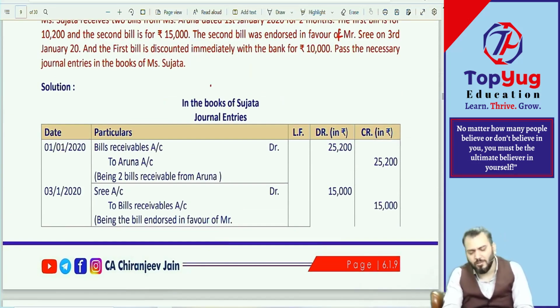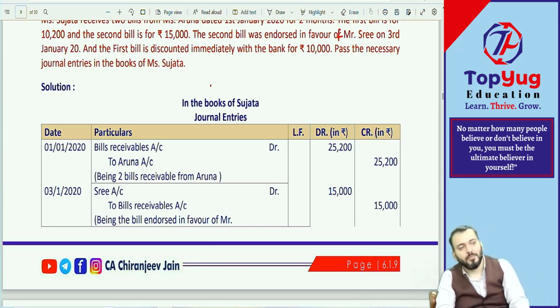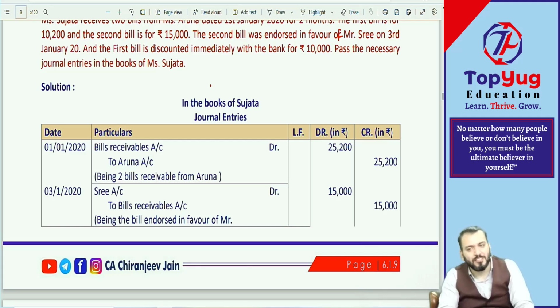No, same, because you can do two journal entries, your choice, but same may work because both have the same date of drawing and same maturity date. Or if you want, you can add bills receivable, bill 1, bill 2 like this also. But it works. You can do together also.